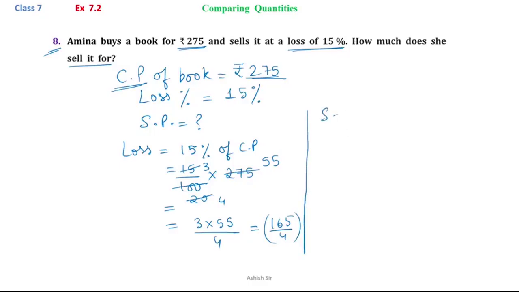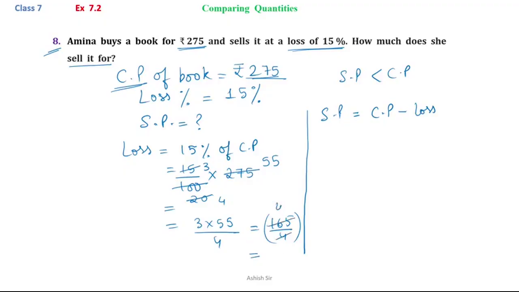Now we need to find out the selling price. Now we know that here, because selling price is less than cost price, the selling price would be equal to cost price minus loss. Now the loss is in fractions, so first we will convert it into decimal.